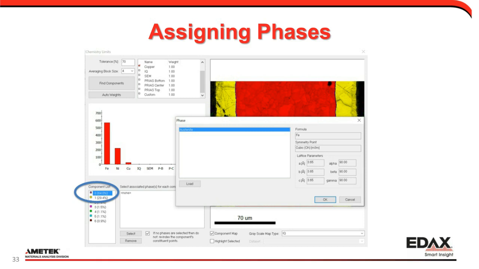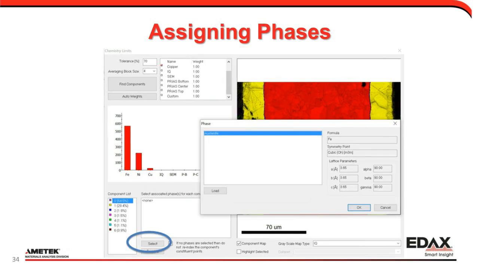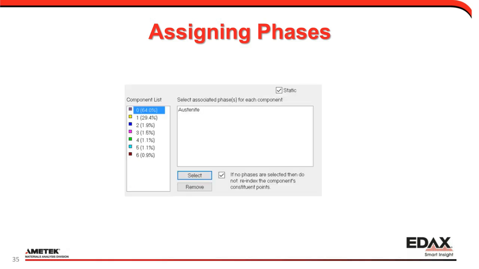Now when I originally collected this data, it was austenite. So click on that, I can see I have the austenite already saved, and I can just go ahead and click on OK. When I do that, that phase is now selected. So here I click on select, that window pops up, and then I assign it. Now I have the red phase assigned austenite.